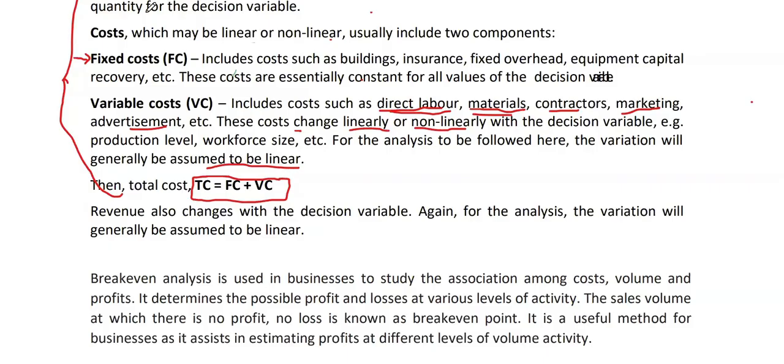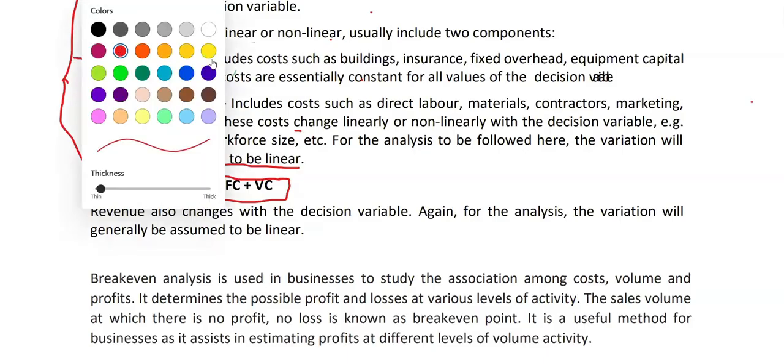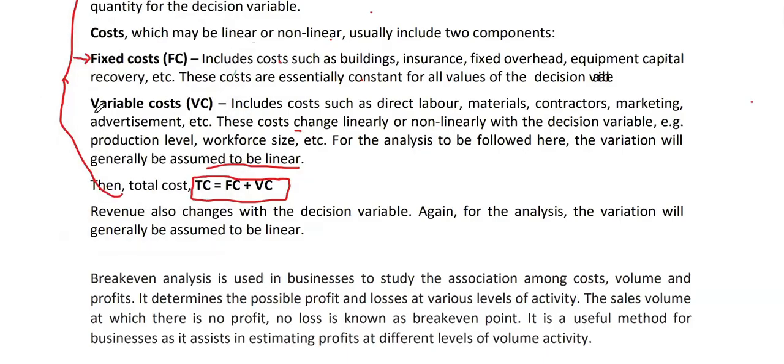Yes, sir. Awesome. These are the two critical components of the total cost, the fixed and the variable cost. One changes directly with the level of production, and that is variable cost. One does not change directly with the level of production, and that is your fixed cost.